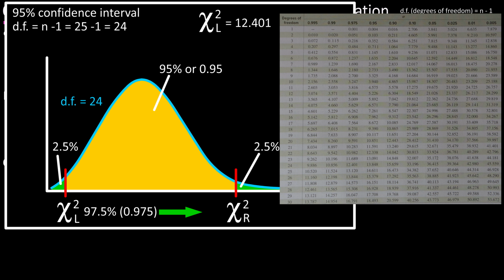Now for chi-square right, we need to know the area or percentage to the right of chi-square right. In our graph, we have 2.5%, or 0.025, to the right. So in the table, we want to find the 2.5%, or 0.025 column here near the top. And under the degrees of freedom column, we go down to the 24 row. And the value listed where these intersect is 39.364, and that's our value for chi-square right.